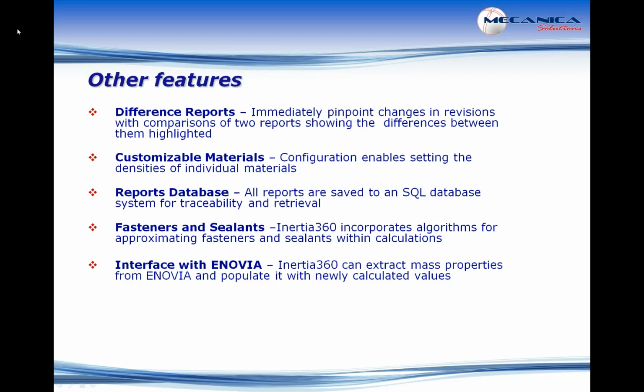Configuration enables setting the densities of individual materials, so you have complete control over your CAT materials file. The one you have in-house is the one you use in our application. All reports are saved to an SQL database if that is the case for your particular company. It's not necessary. You can simply save this as your Excel file and save it locally to your machines or a homegrown interface or database.